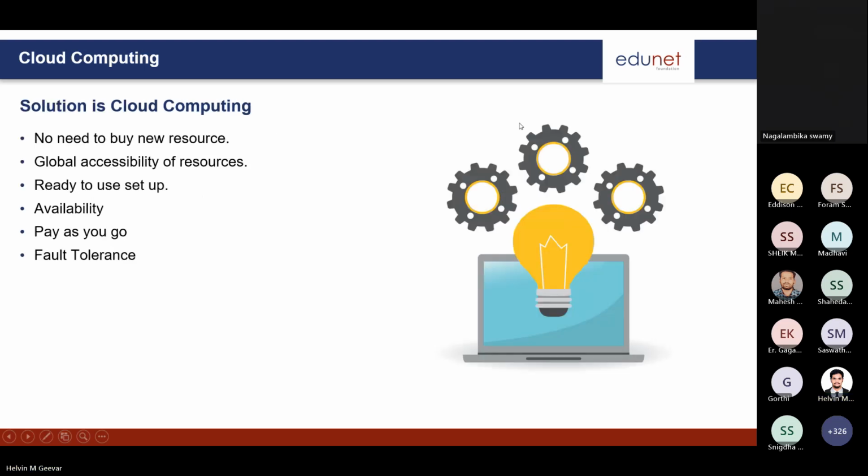Okay. So no need to buy new resources, absolutely no need. And you get global accessibility. Once you get a subscription from a cloud provider, you set up a storage account, you set up a network, you set up a server, whatever it is. There are so many options available. You can access it anywhere around the globe, not limited to state, not limited to country, not geographically limited at all. So that is global accessibility.